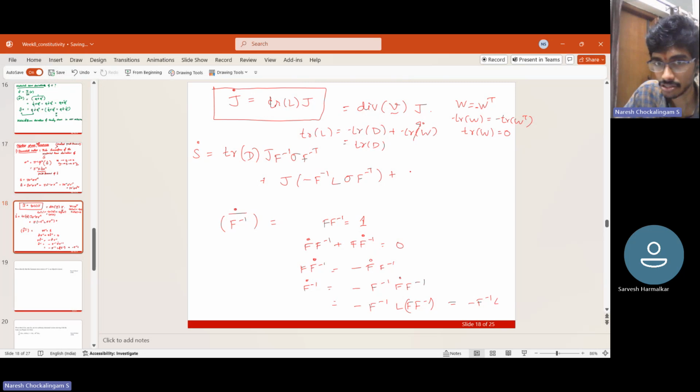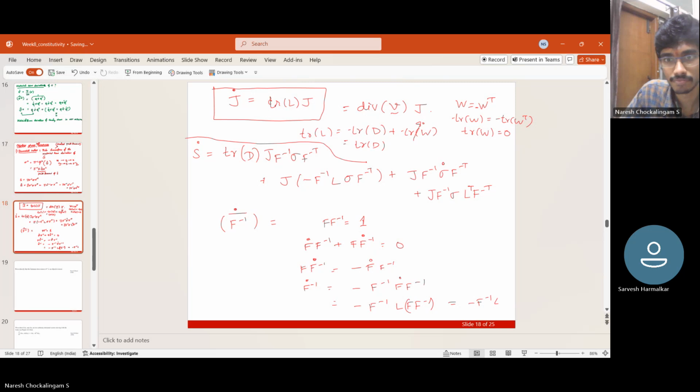plus, what are the other two terms? We have J F inverse sigma dot F inverse transpose, plus you have J F inverse sigma F inverse dot transpose. So dot and transpose can be swapped. So you get an L transpose. So you just get a transpose of this, right? So you get an L transpose F inverse transpose. So this is the expression for S dot.